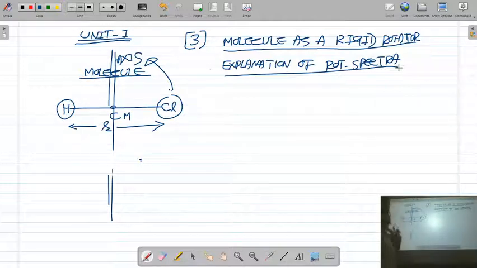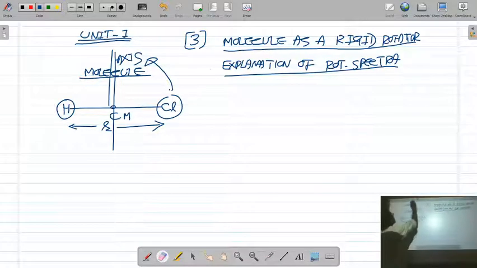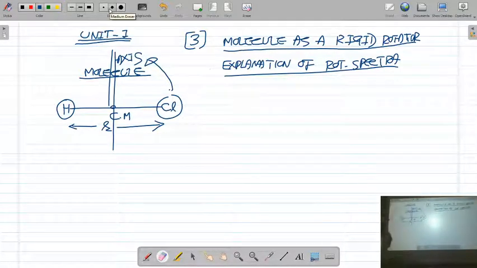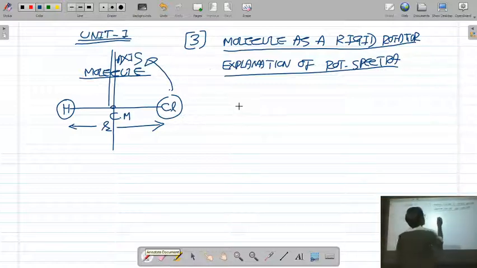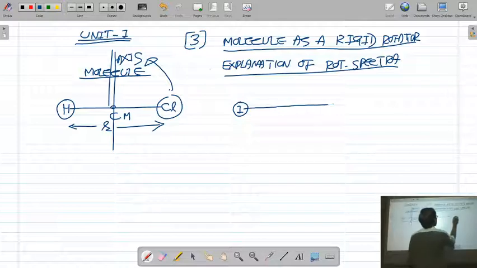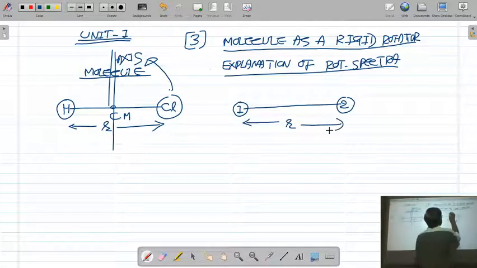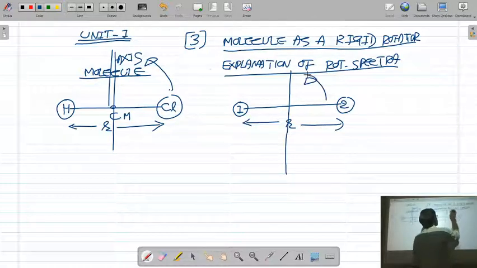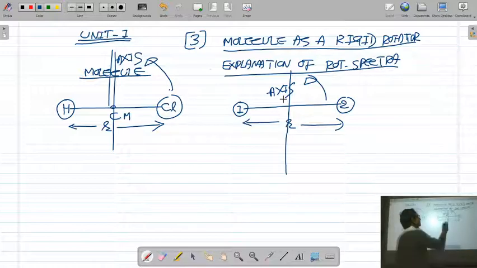Okay, now this is a diatomic molecule. A diatomic molecule can be considered as a rigid rotator, so we can apply the rigid rotator model to a diatomic molecule. Now what is a rigid rotator? A rigid rotator is a system of two particles rigidly held together and capable of rotating about an axis passing through the center of mass.